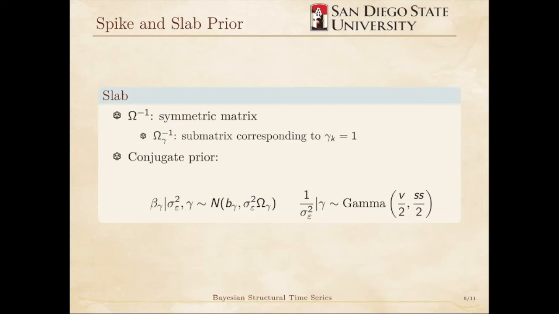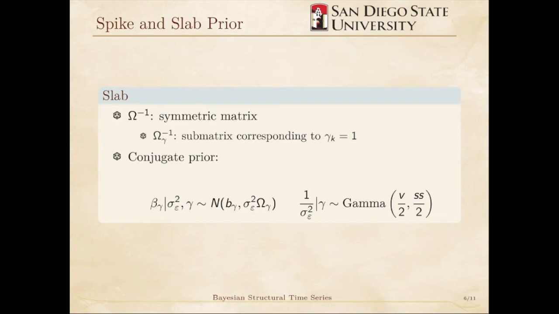It says that beta gamma, given sigma squared epsilon and gamma, follows a normal distribution with a mean vector b gamma and covariance matrix sigma squared epsilon omega gamma. As is often done in Bayesian statistics, to ease calculations, we specify a distribution for 1 over sigma squared epsilon instead of sigma squared epsilon directly. This distribution is gamma distributed with parameters v over 2 and ss over 2.